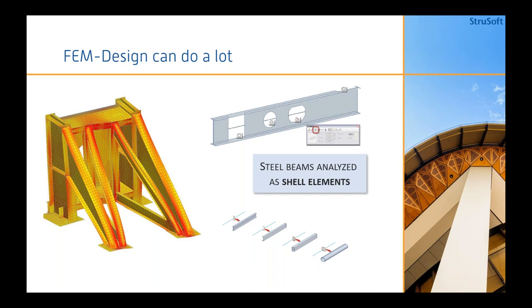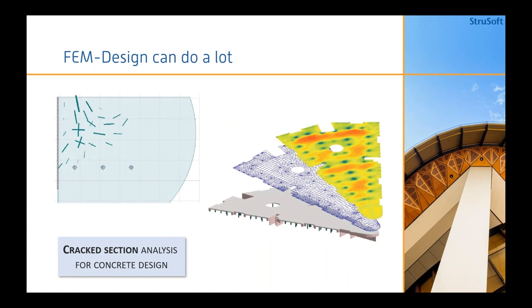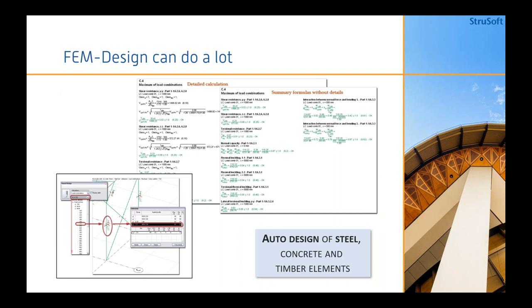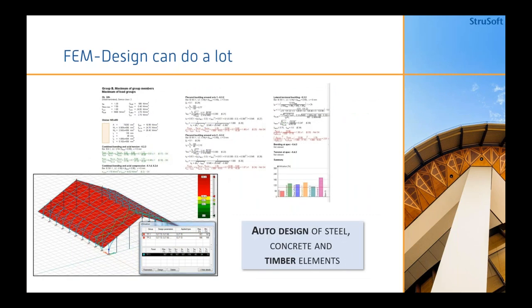We will be looking at the steel design module in detail today, and having a lot of focus on that. It is possible to design steel beams as shell elements, as a finite element analysis. It is a very powerful tool for designing concrete. It is possible to do a concrete section analysis, which takes into account the reinforcement in the concrete and differences in stiffnesses according to cracks. Of course, there is auto design of steel and of timber. There is also a completely new design engine for CLT panels. This is not the focus for today, but it is very relevant to mention it.